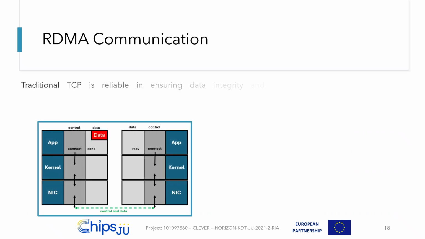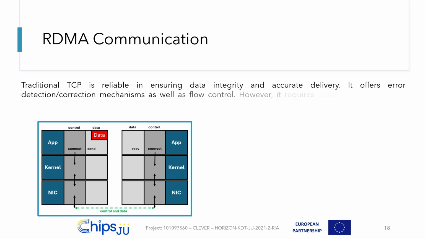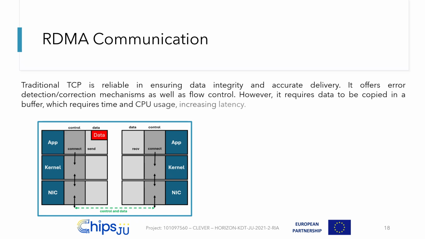Traditional TCP is reliable in ensuring data integrity and accurate delivery. It offers error detection and correction mechanisms as well as flow control. However, as shown in the figure, it requires data to be copied in a buffer, which requires time and CPU usage, increasing latency.